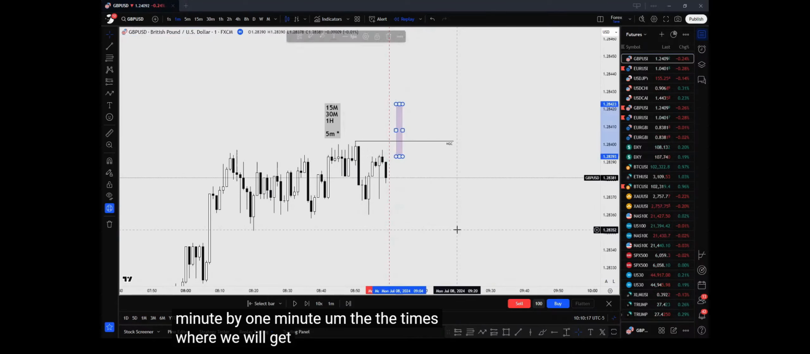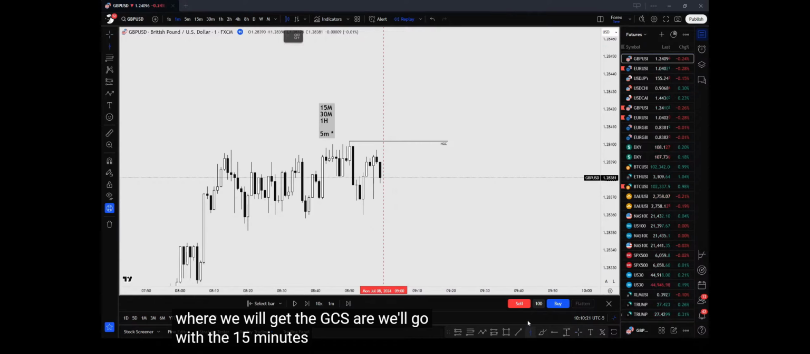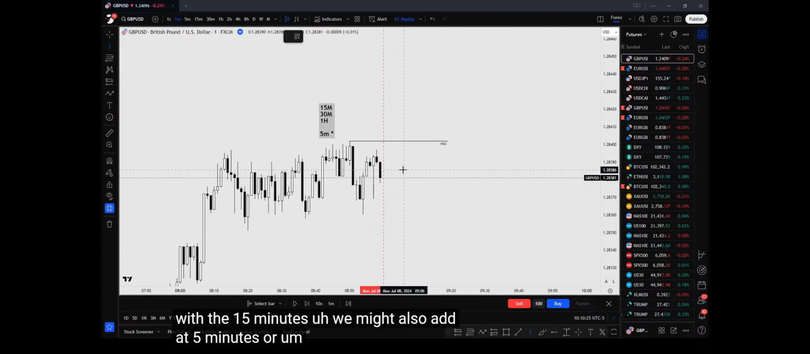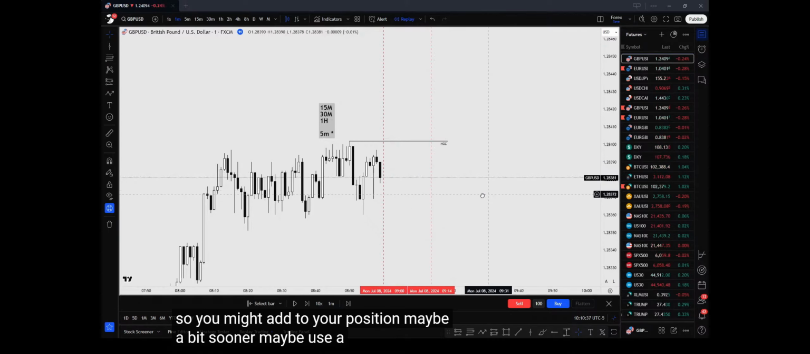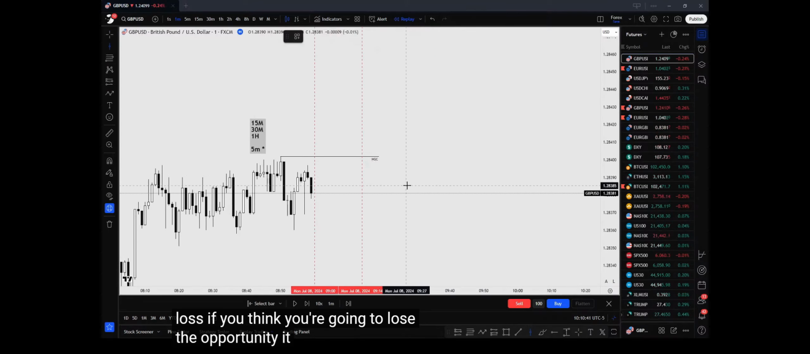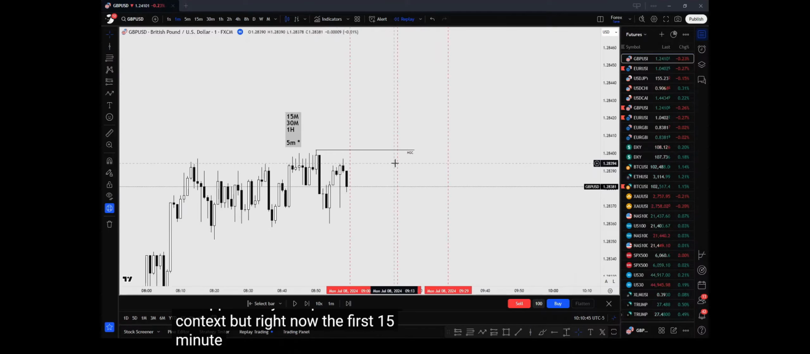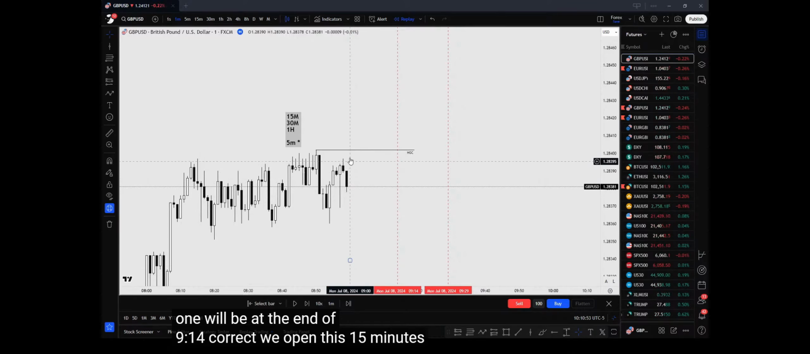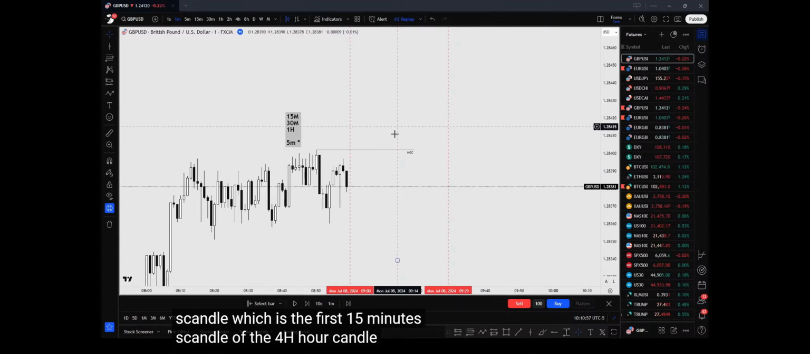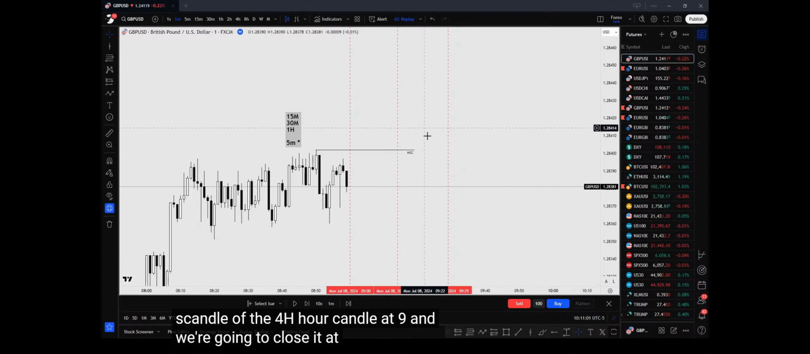Now, let's go 1 minute by 1 minute. The times where we will get the GCs are, we'll go with the 15 minutes. We might also add at 5 minutes, or maybe 10 minutes. It depends on the context, it depends on the LD. Sometimes you're not sure, so you might add to your position a bit sooner, maybe use a bigger stop loss if you think you're going to lose the opportunity. It depends on the context. But right now, the close of the first 15 minutes candle will be at the end of 9:14. Correct? We open this 15 minutes candle, which is the first 15 minutes candle of the 4-hour candle, at 9, and we're going to close it at 9:14.